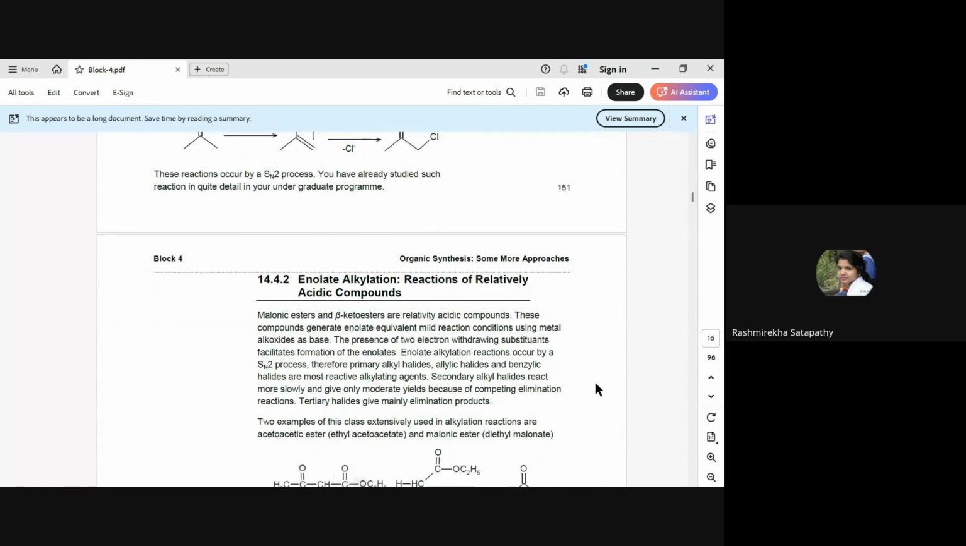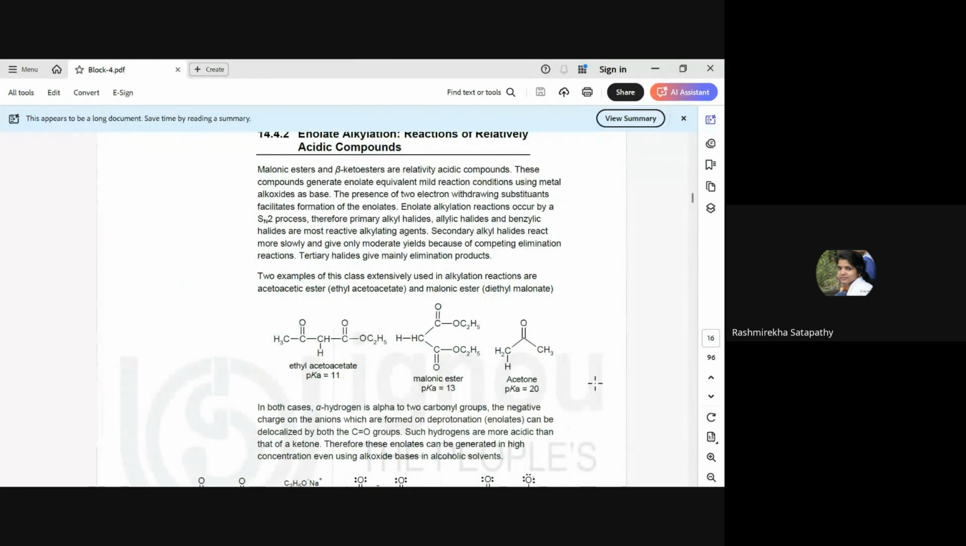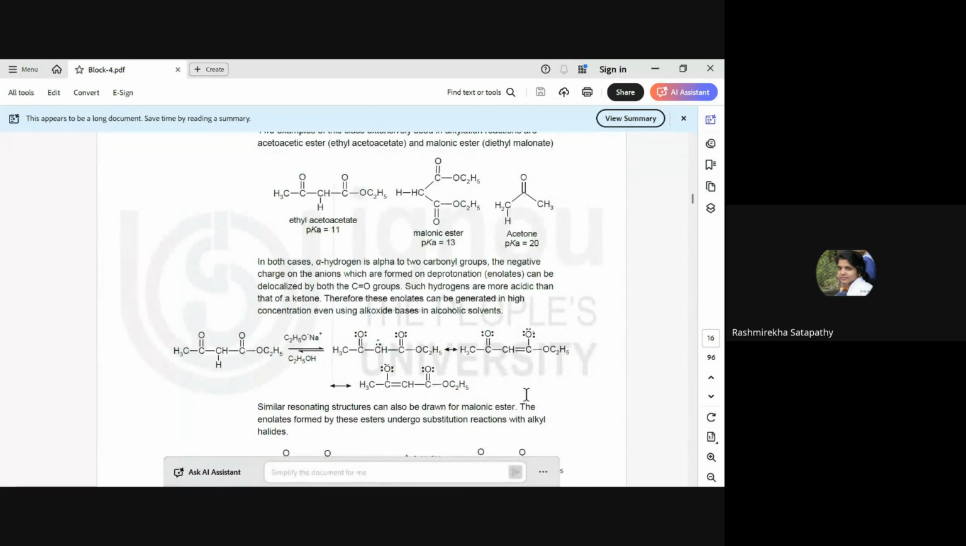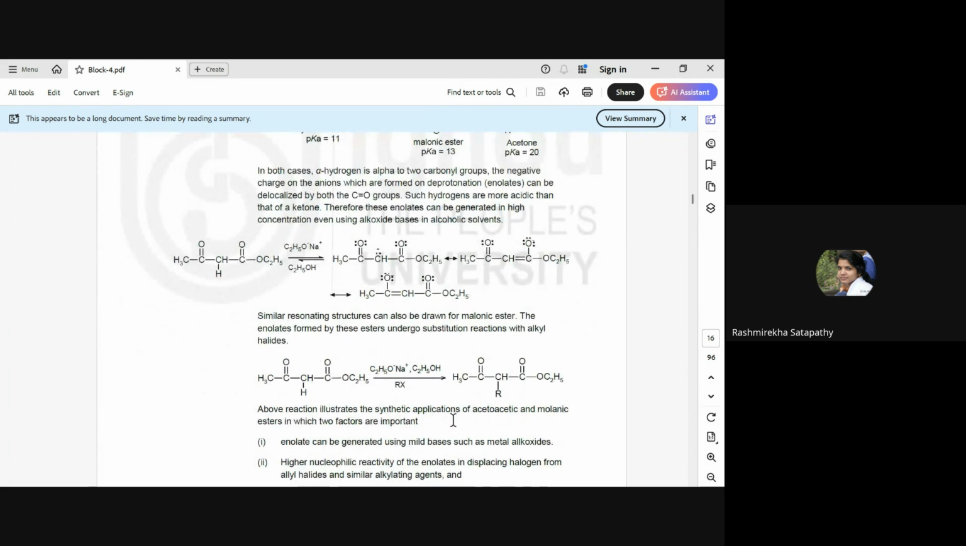Enolate alkylation reactions of relatively acidic compounds. This is the malonic ester. Malonic ester is treated with sodium ethoxide. This proton is a highly acidic proton and it is taken by the base, so the enolate is formed. This proton and this bond move to this, so CH double bond C single bond OH. This is the resonance structure of this compound.